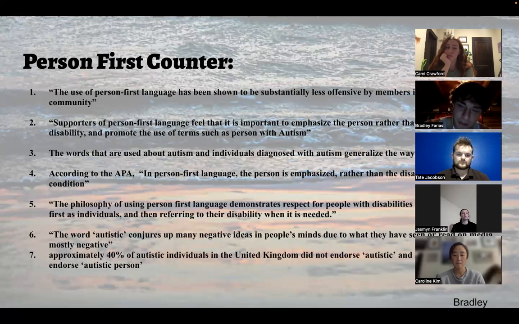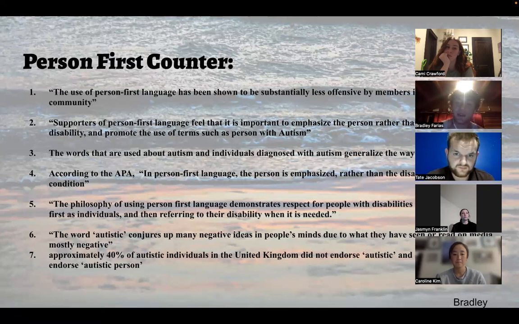Point 7. According to Barry et al., the word autistic, as it would be in identity first language, autistic individual, conjures up negative perspectives due to misawareness from the population. Point 8. A survey conducted by Keaton et al. found that 40% of autistic individuals in the United Kingdom did not endorse autistic and autistic person, commonly used terms in identity first language.